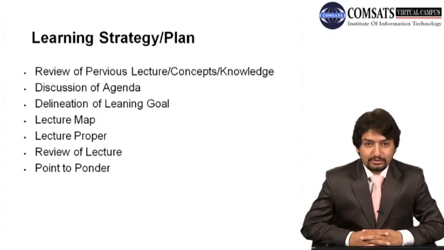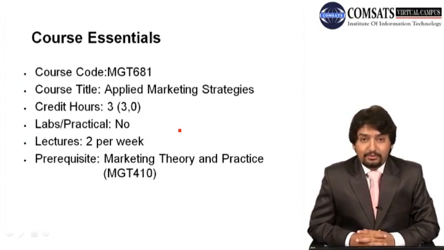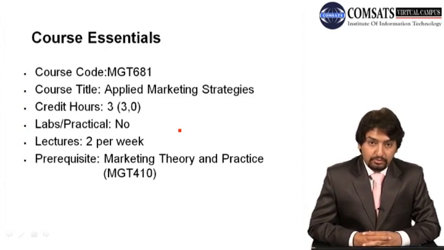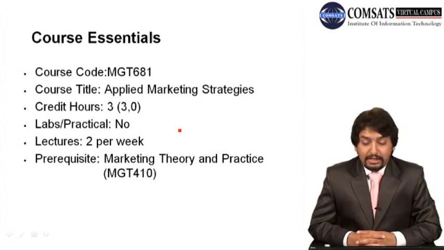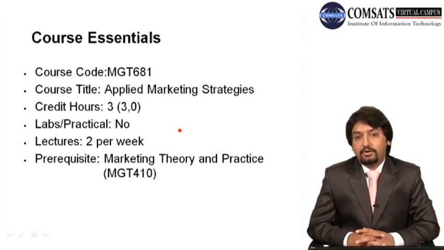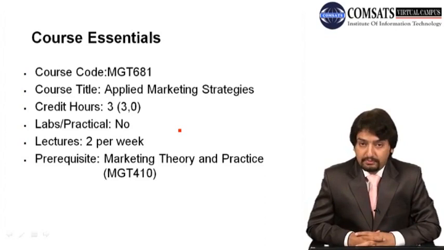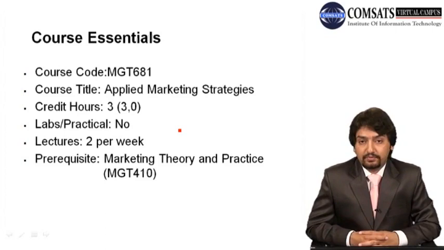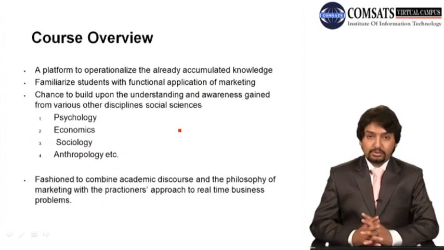The next thing I wanted to discuss with you is your course essentials. So this is some information I wanted to share with you. This is important and you should know these nitty-gritties of your course. So the course code is MGT681. The course title is Applied Marketing Strategies. It's a 3-credit-hour course with no practical work. You will have 2 lectures per week, and the prerequisite of this course, which means that you should have the knowledge of it before you take Applied Marketing Strategies, is Marketing Theory and Practice, MGT410.